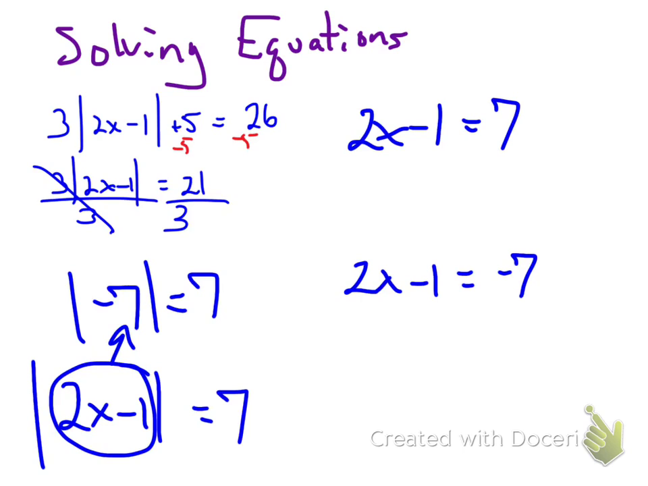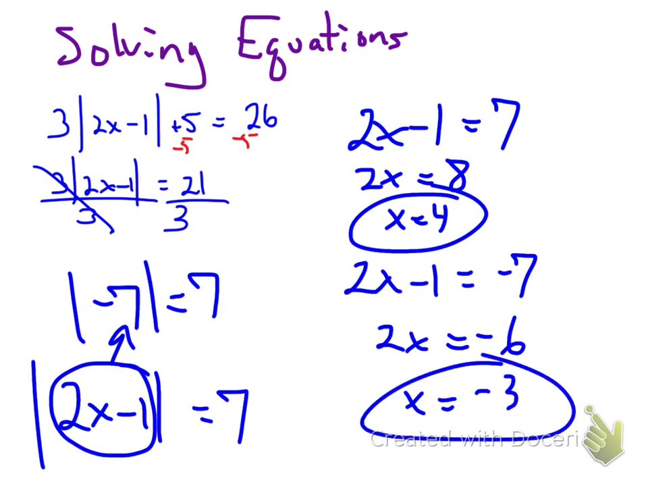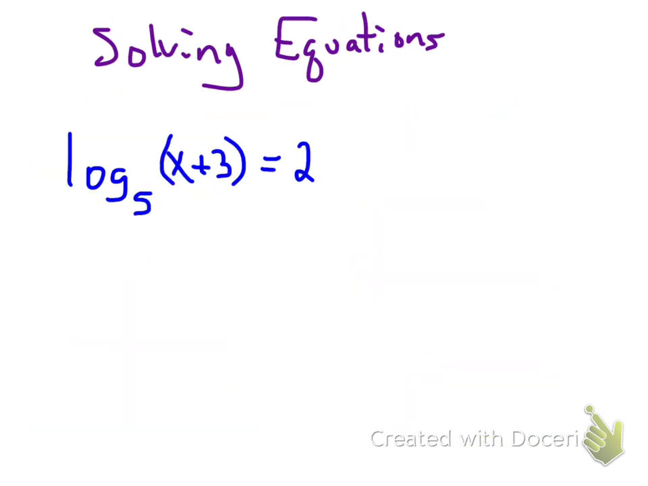So I add 1, I get 2x equals 8, and x equals 4. For the second one, I add 1, and I get 2x equals negative 6, and x equals negative 3. Those are my 2 values that work. Again, solving equations, give it a shot.